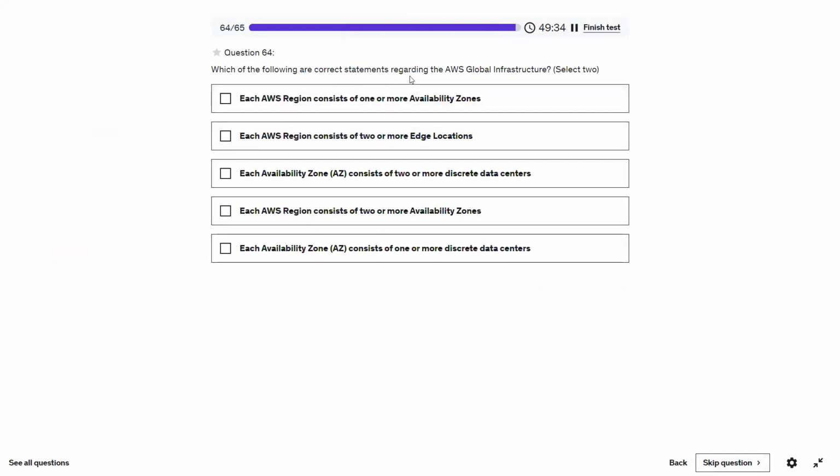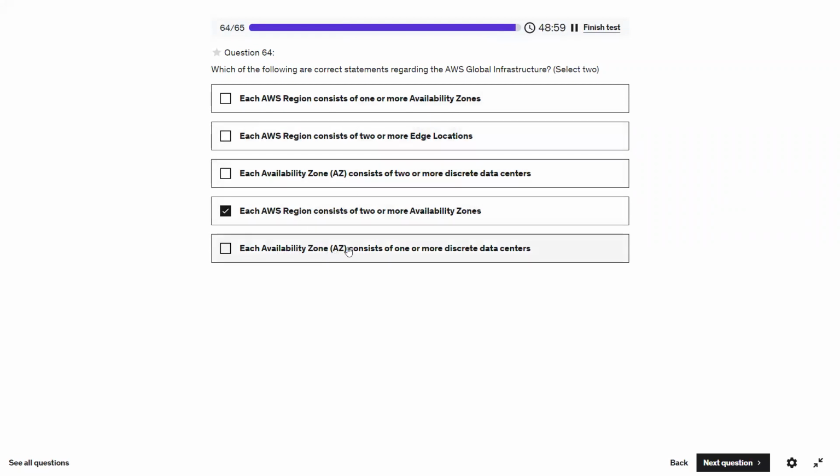Which of the following are the correct options regarding the AWS global infrastructure? Okay. Each AWS region consists of one or more availability zones? No, each AWS region consists of two or more, because if it is only one availability zone, then we store the data into the S3, and it's a property of the S3 that they replicate the data into other zones to make it durable. So each AWS region consists of two or more availability zones. So minimum 2 zones.